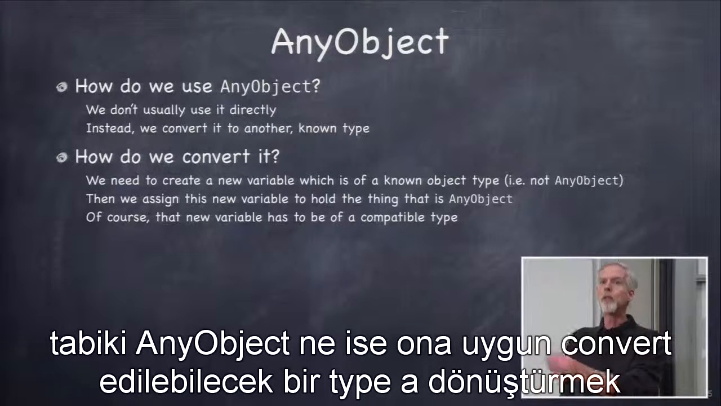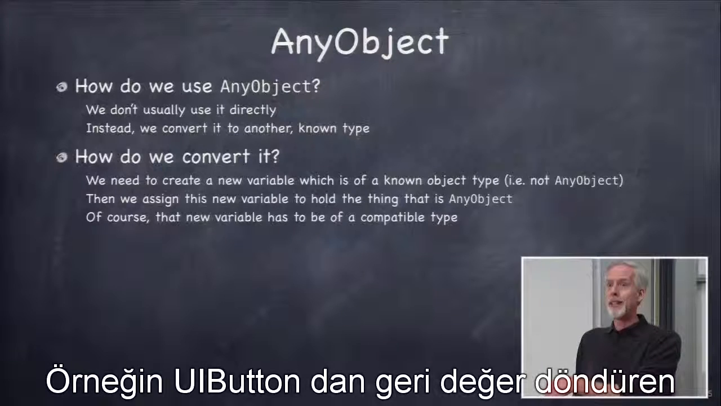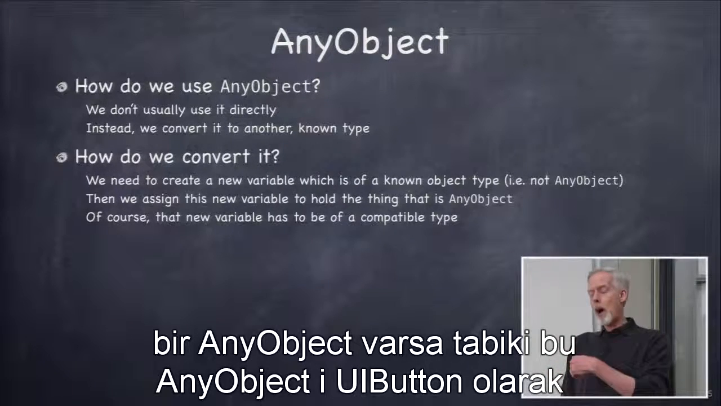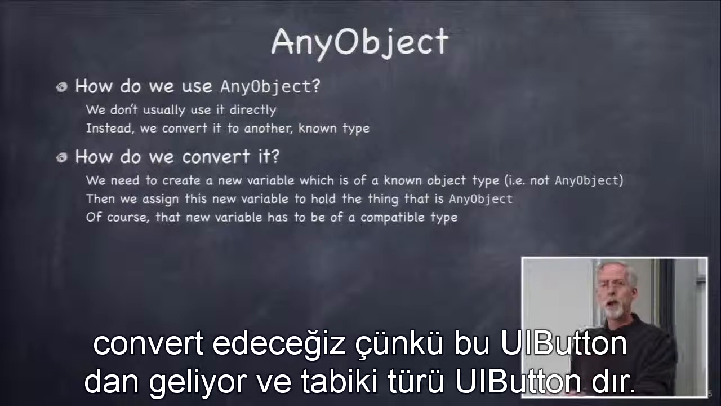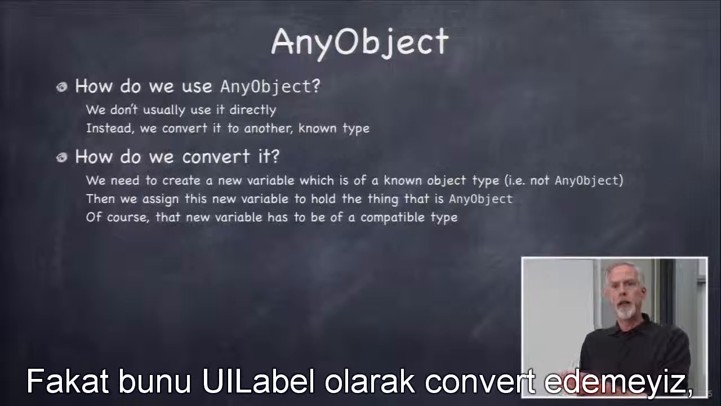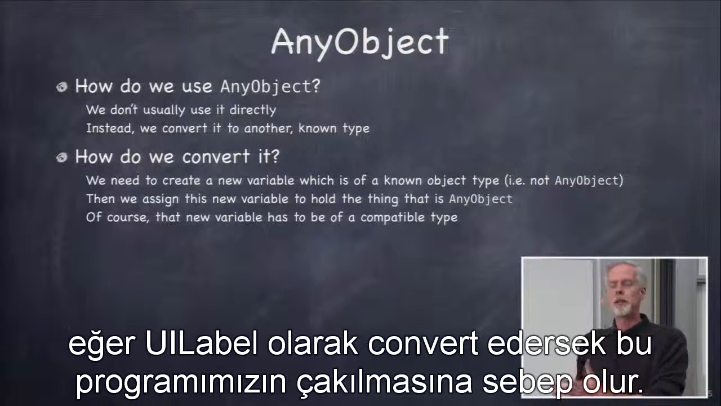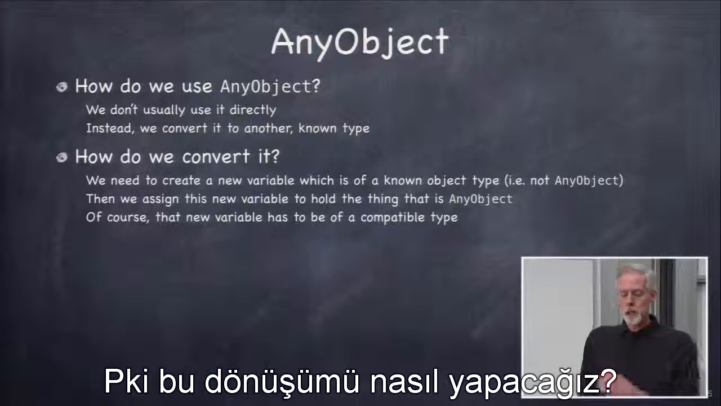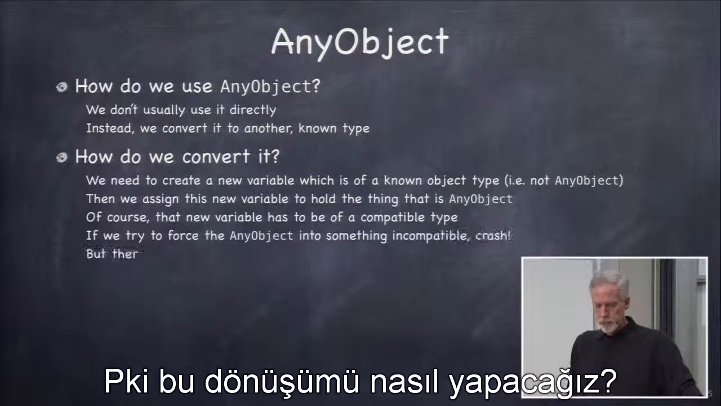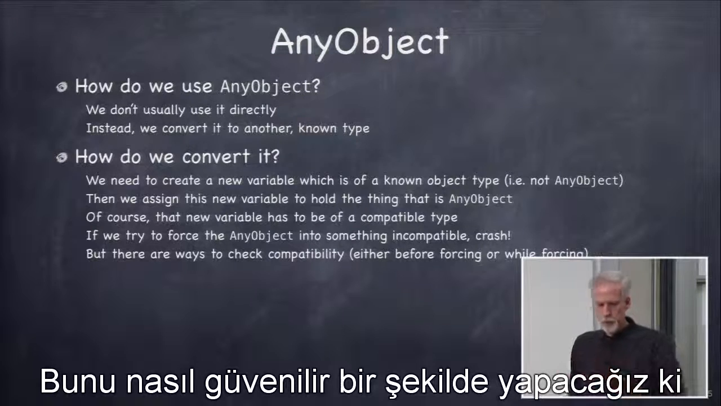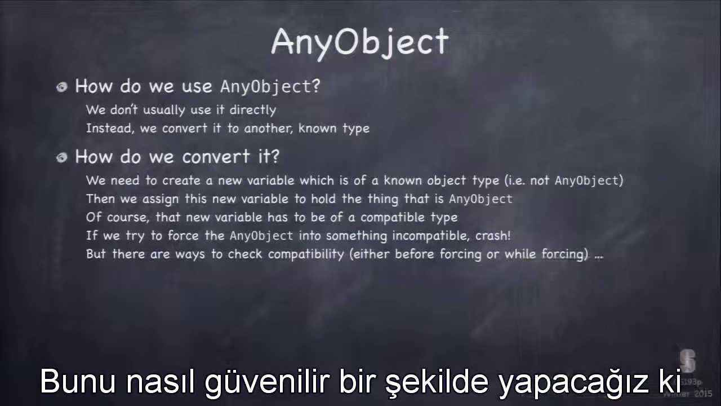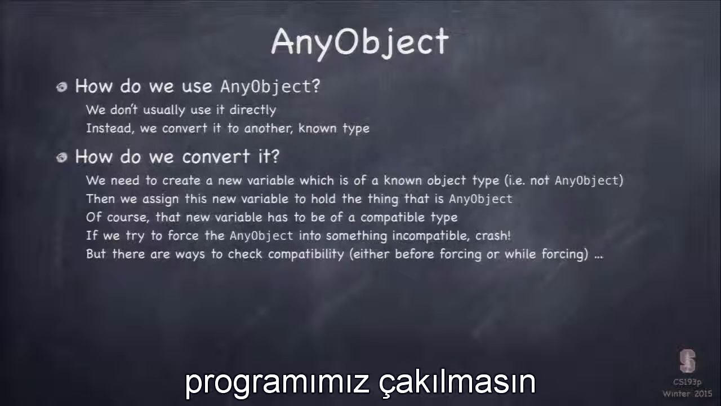Now, of course, we have to convert it to a compatible type. It actually has to be one of those things. So if we got the UIButton back from a button type and it comes back as AnyObject, we can convert it to UIButton because it is a UIButton. But we can't convert it to a UILabel. It's not a UILabel, so that would actually crash our program. So how do we do that conversion safely so we're not crashing our program all the time?